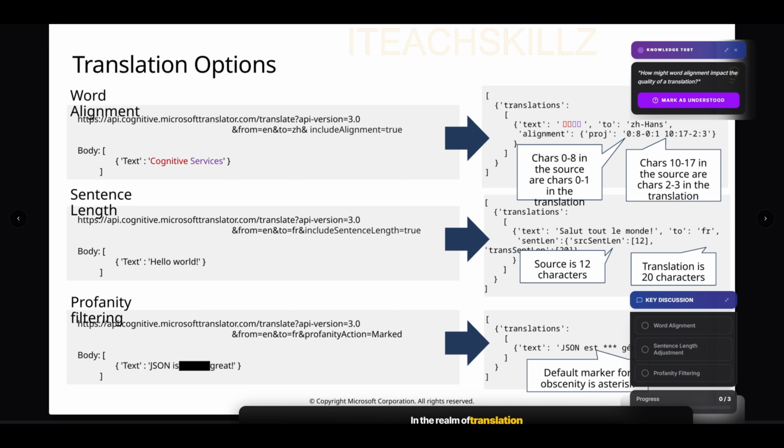In the realm of translation, various options cater to different needs. Think of word alignment as a map that shows how words from one language connect with another, much like connecting puzzle pieces across languages. Topic: Word alignment. Next, sentence length adjustments ensure your translated sentences maintain their original intent and flow. Imagine resizing images without losing quality. Now let's explore profanity filtering, akin to using a sieve to keep unwanted elements out of your text. These tools help refine translations into clear and appropriate versions.